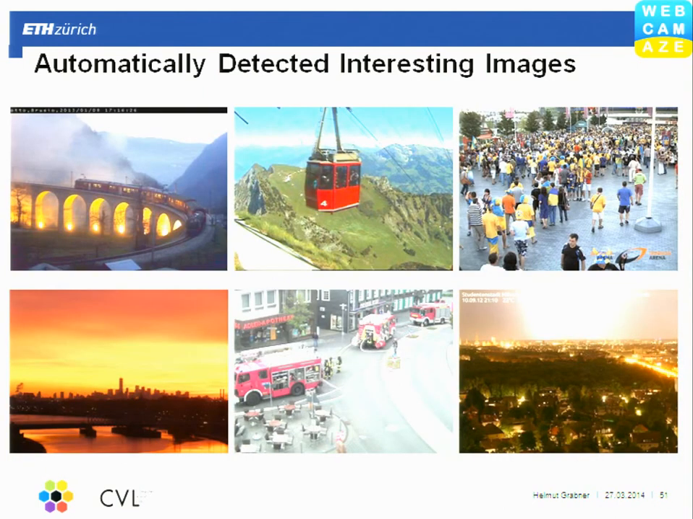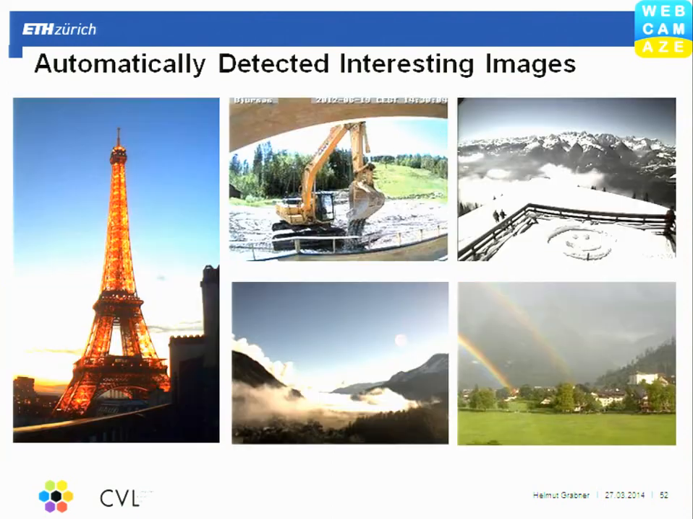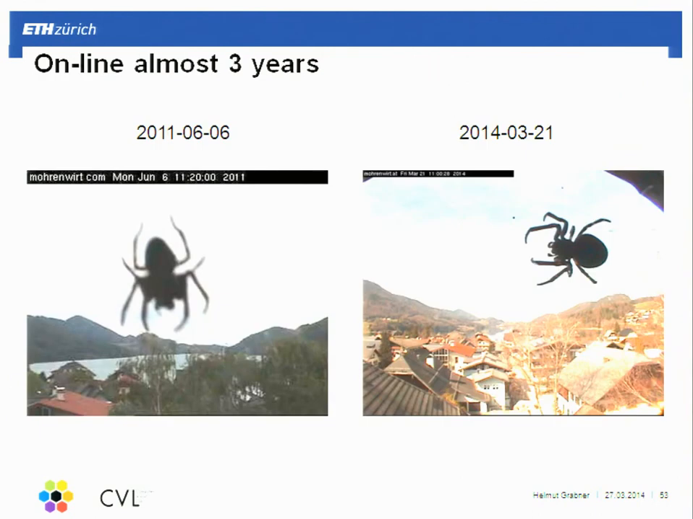And there are also some other kinds of images I would consider interesting. Special events like sunsets, sunrays. I'm very proud that we have detected this double light here. Funny images, double rainbows, various kinds of those images. And as I said, now we're running almost 3 years. This was one of our very first images we got automatically, and last week we were so surprised that the camera changed, even the resolution changed. Now they built up a new camera, but the spider is still there.